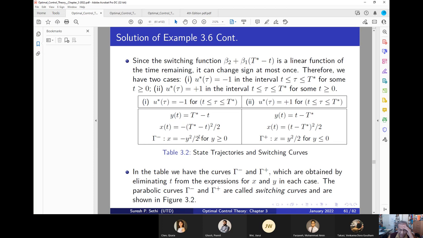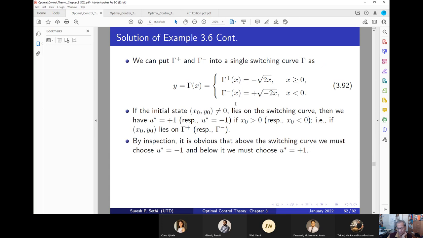This equation is a parabola for y bigger than 0. If I'm here, I get these two trajectories for x(t), y(t), and gamma plus is a parabola for y less than 0, meaning negative velocities. Okay? And in this table, we have plotted gamma minus and gamma plus. These are the switching curve, because switching is taking place at small t.